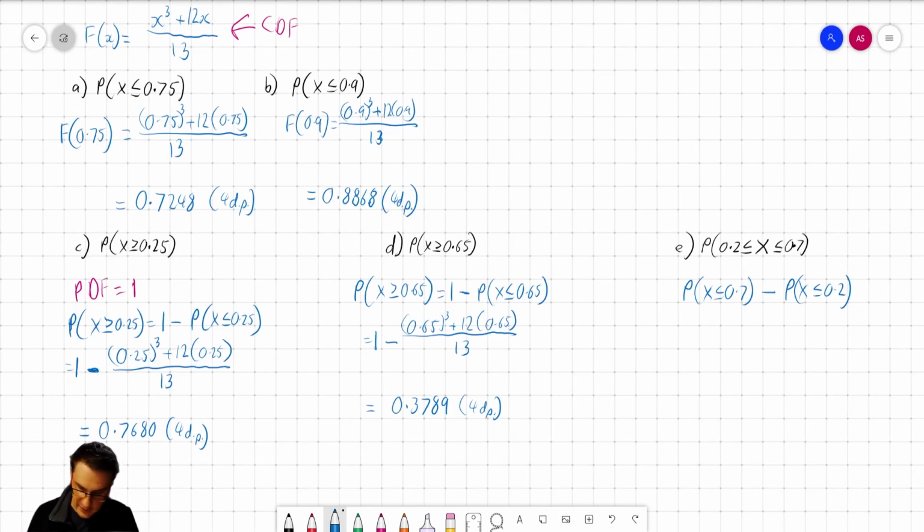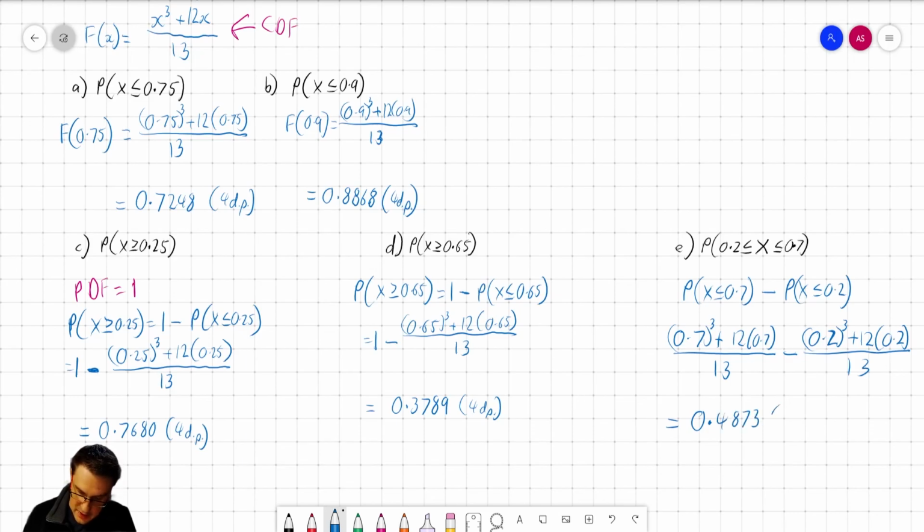So as we calculate this now, this is going to give us 0.7 cubed plus 12 times 0.7, and that's all over 13. And then we're going to subtract 0.2 cubed plus 12 times 0.2, again all over 13. When we type this into a calculator and work it out, what we end up with is 0.4873. And again, this is to 4 decimal places.